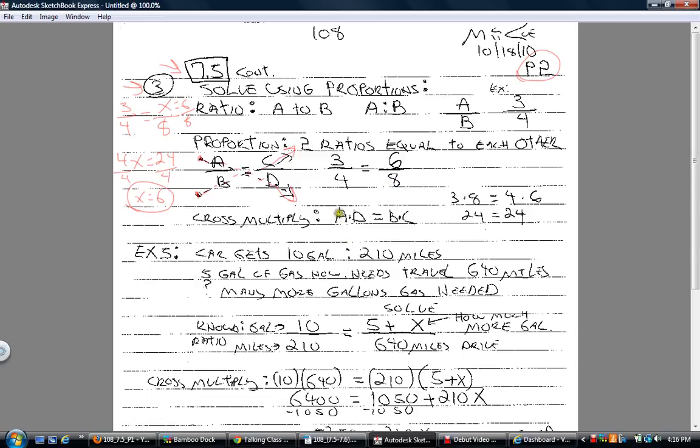Okay. So with that said, I'm trying to get you guys to see here that if 3/4 does equal 6/8, does cross multiplying really work? Does 3 times 8 equal 4 times 6? And the answer is yes. 24 equals 24. Now, here's something to think about.